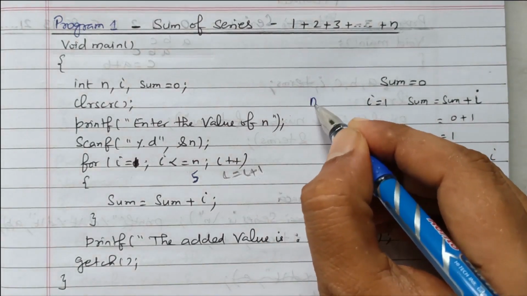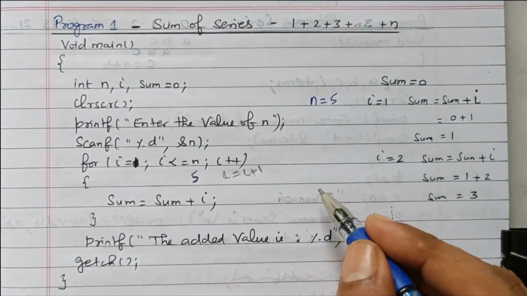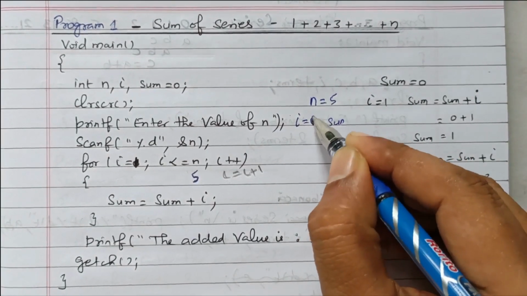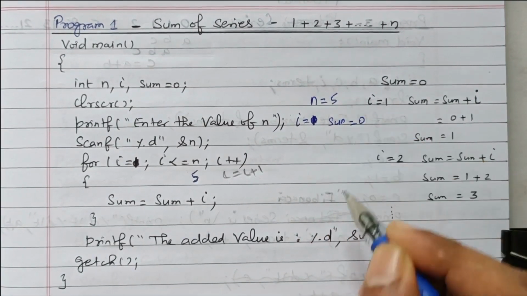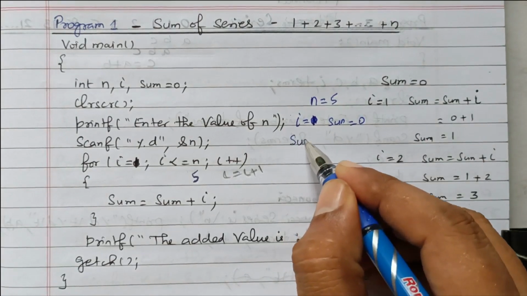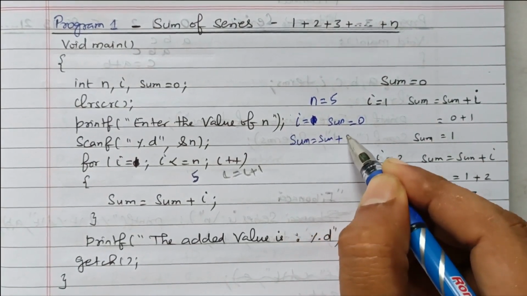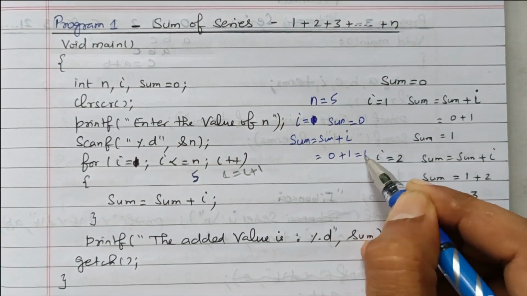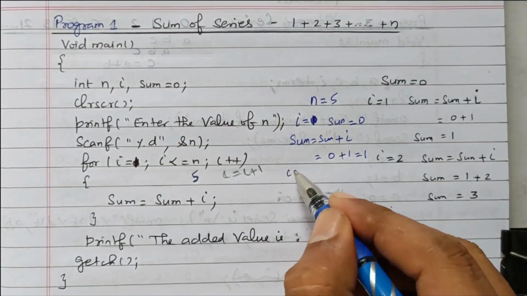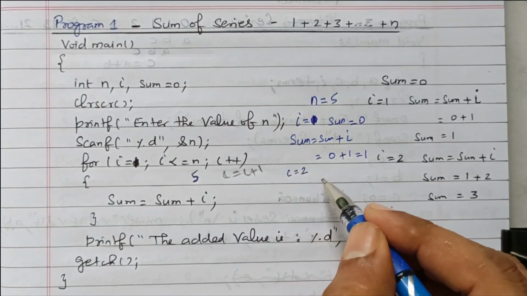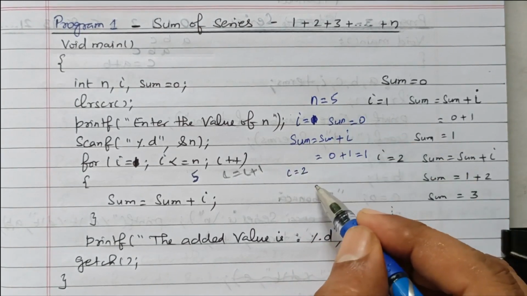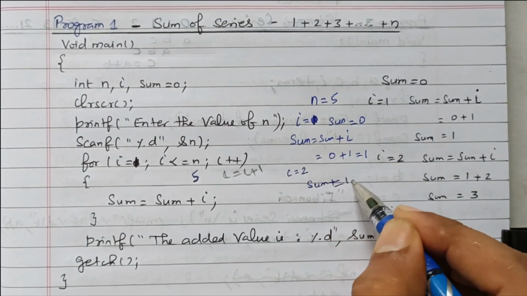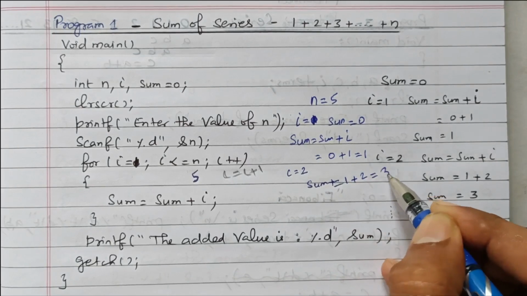Let us consider this n equal to 5. So initially I equal to 1, sum equal to 0. So sum equal to sum plus I. That is 0 plus 1, it becomes 1. Now I equal to 2. So this condition is satisfied. So that sum equal to sum plus I. So the sum value is now 1.